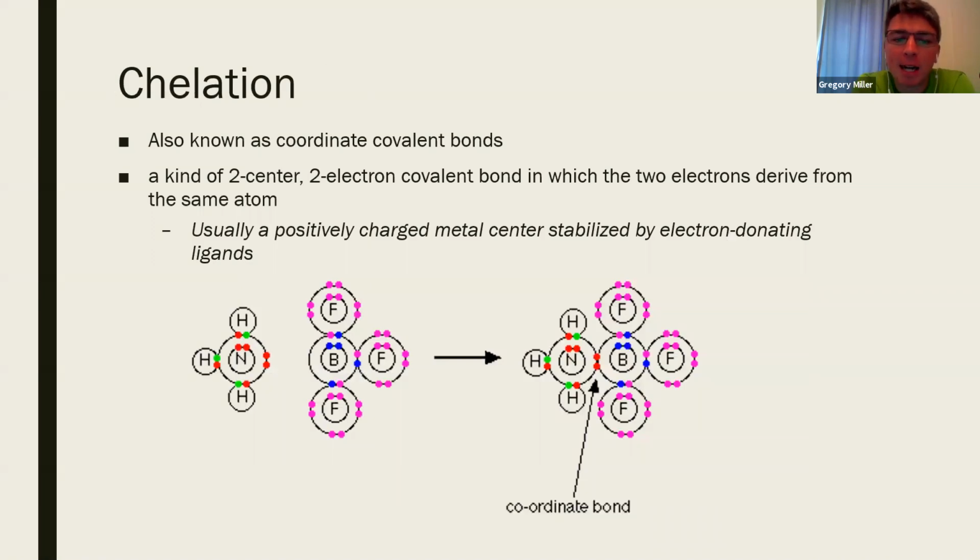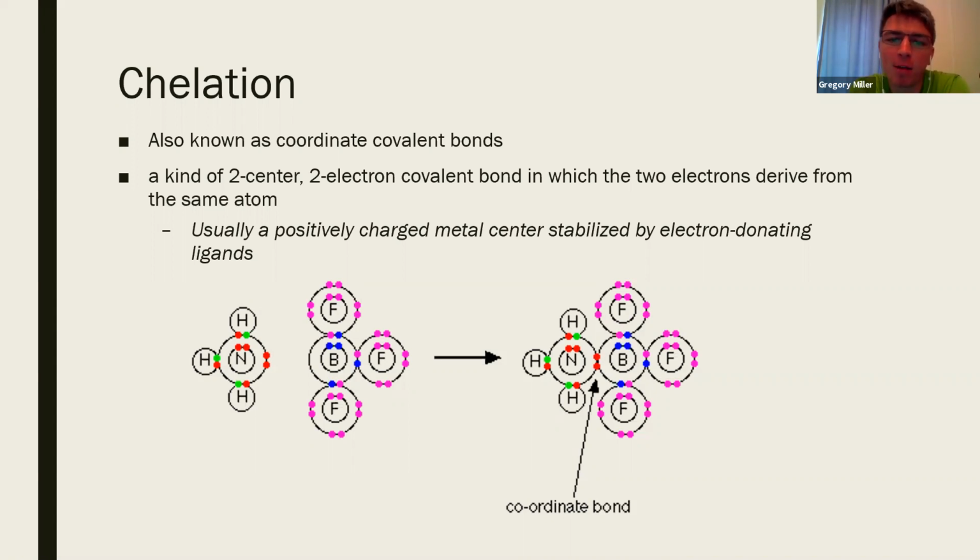So the last kind of bond that you don't normally hear too much about in introductory chemistry, but it's actually a really interesting bond and has some implications for the human body that I thought, as primarily nursing majors, you guys would find interesting. A chelation bond is also called a coordinate covalent bond or a coordination bond. They are the same, just like a covalent bond. They have 2 atomic centers and 2 electrons are shared.